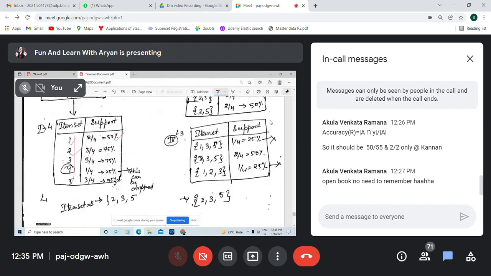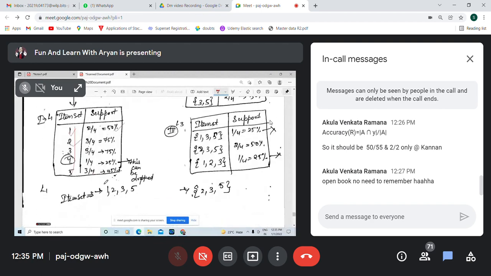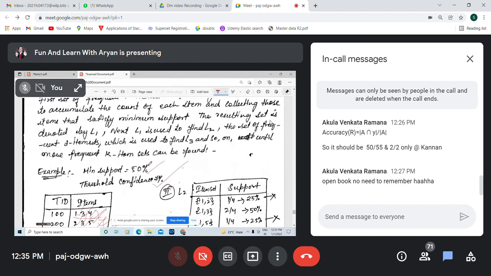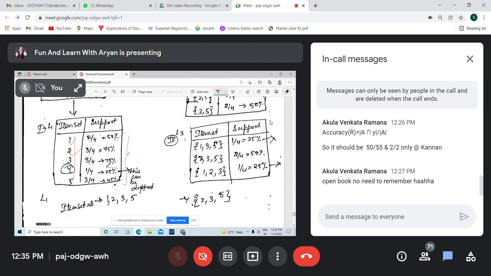Calculate the support value. Okay. 5, how many times? 1, 2 and 3. Sorry, 3 times. 3 by 4. So calculate the support value. Minimum support, how much have we been given? 50%. Now, whichever support value is less than 50%, drop that.